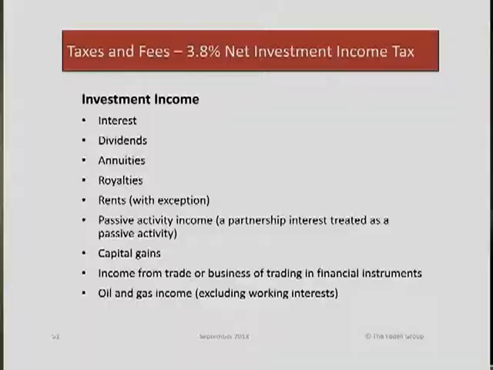Passive activity income is an interesting one. It really relates to owners that have ownership interests in passive entities, investment partnerships, or an individual that's silent, not active in a business entity, an S corp or LLC. That income that flows through to them, if it's treated as passive income under the law, is going to fall into the 3.8% bucket. Capital gains also are going to be part of what's included as investment income.